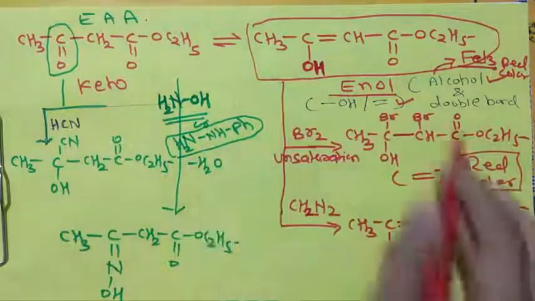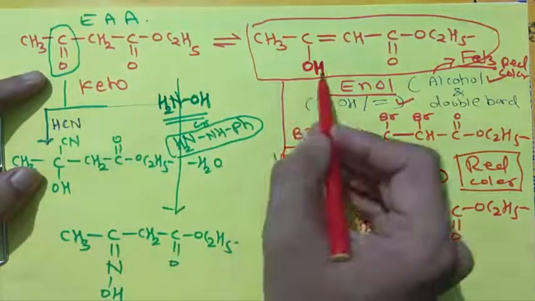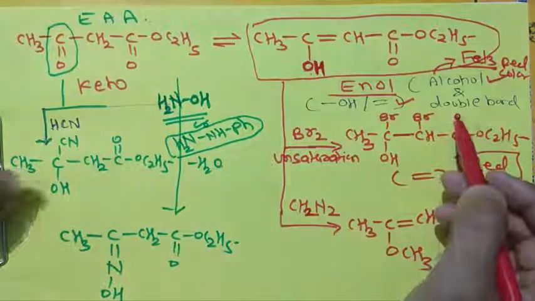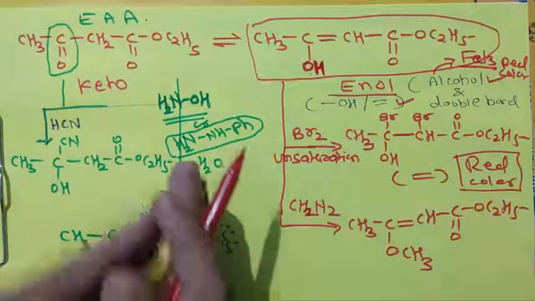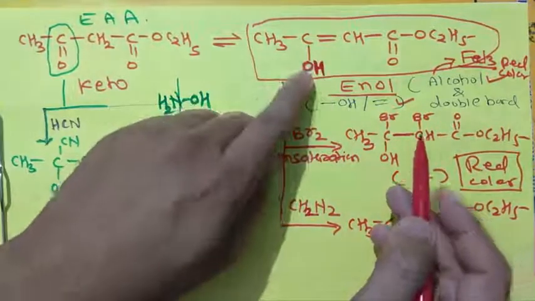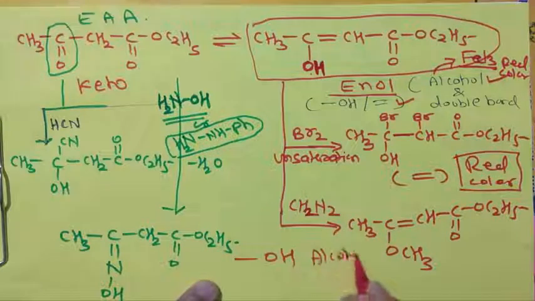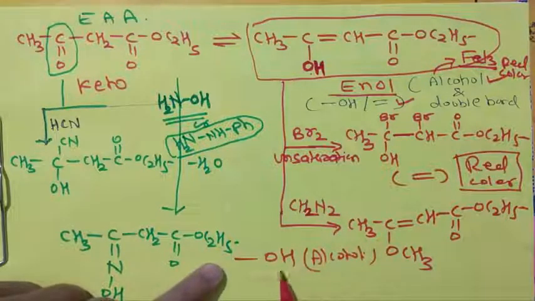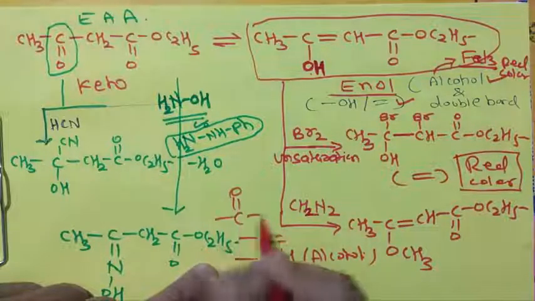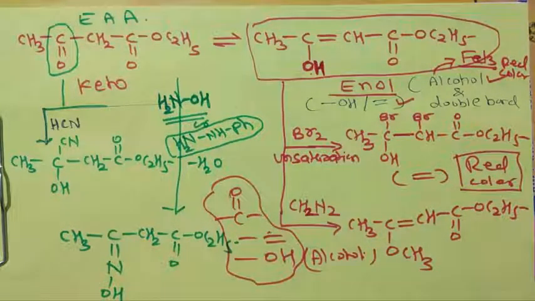These reactions indicate that in the ethyl acetoacetate the carbonyl group is present, the alcoholic group is also present, and the C double bond C, the double bond, is also present. We can make the conclusion that in the ethyl acetoacetate the carbonyl group is present, the double bond is present, and OH is present. What is the conclusion? The OH, that is the alcoholic OH, is present, then the double bond is present, and then the carbonyl group is present. This is the conclusion of the reactions. Got it?